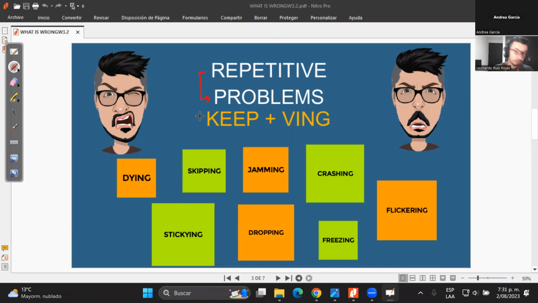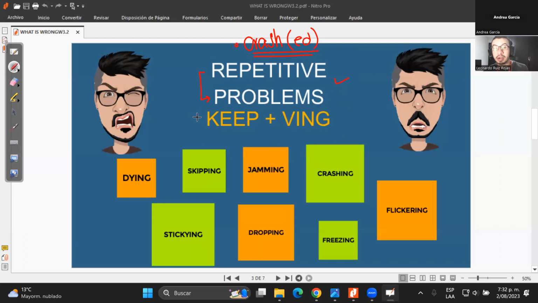Or for example, my old computer had a very big problem because every time I opened Zoom, my computer crashed. When I say that something crashed, it's because it stopped working. I don't know exactly what the problem is, but it completely stopped working. So with my old computer, every time I opened Zoom or Teams or Skype, my computer kept crashing. Every time it was the same. So I decided to buy a new computer.